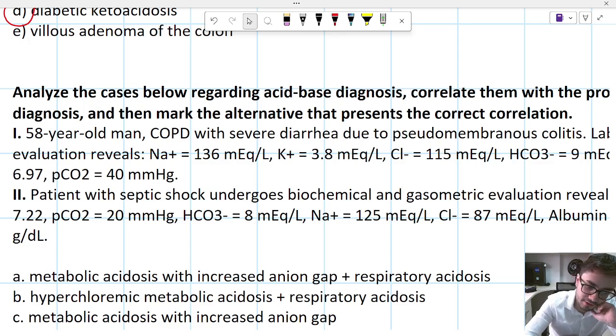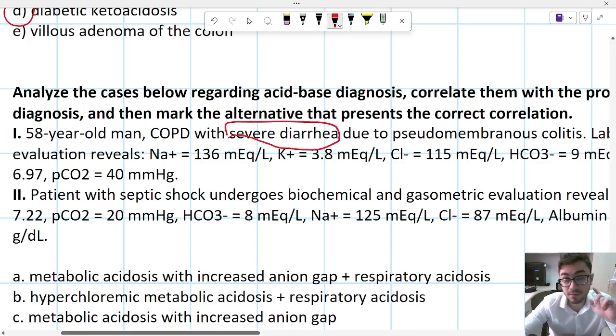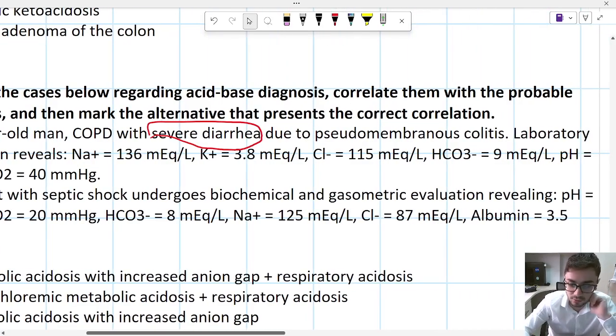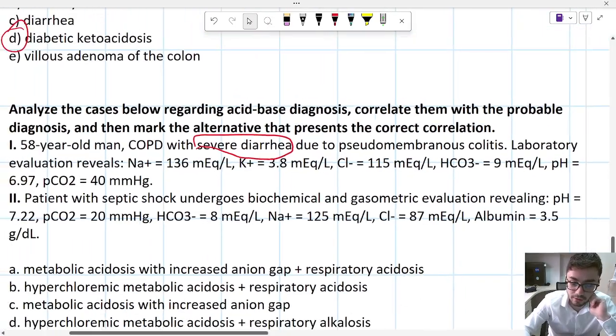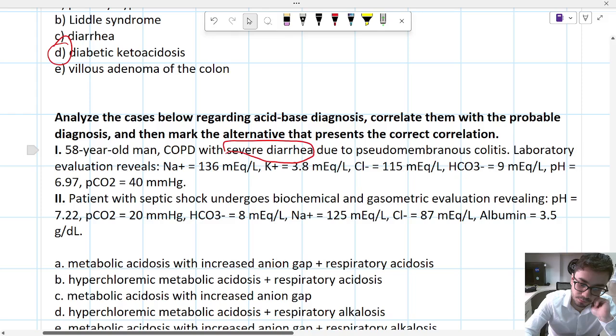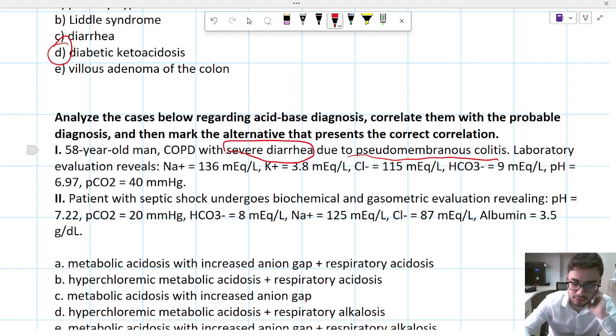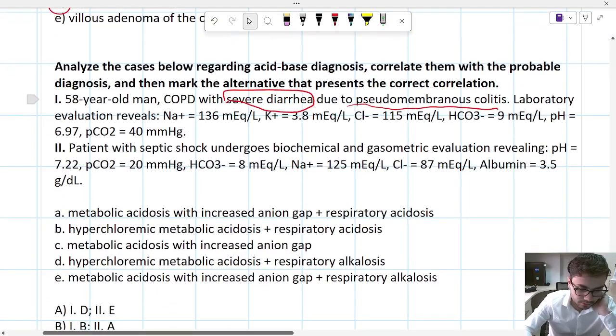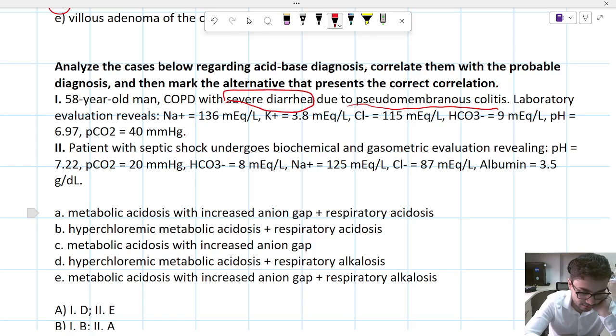Okay, he has severe diarrhea. Let's remember severe diarrhea will cause metabolic acidosis with a normal anion gap, guys. Okay, due to pseudomembranous colitis. So he has an infection. The laboratory evaluation reveals sodium 106. So in this question, we need to find out what's happening here in the first case, okay?